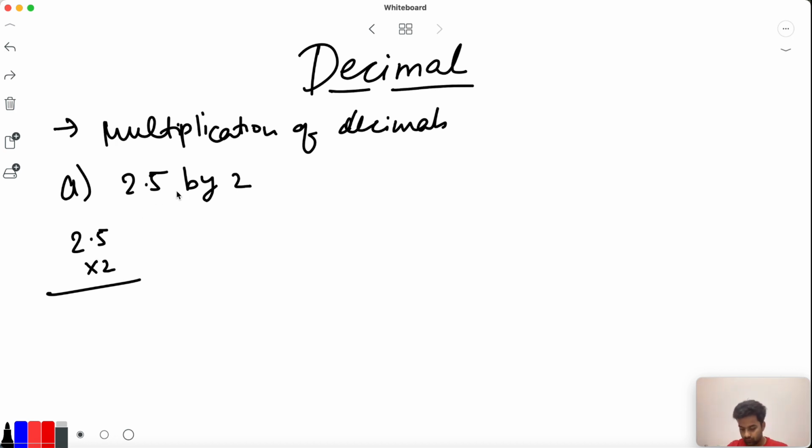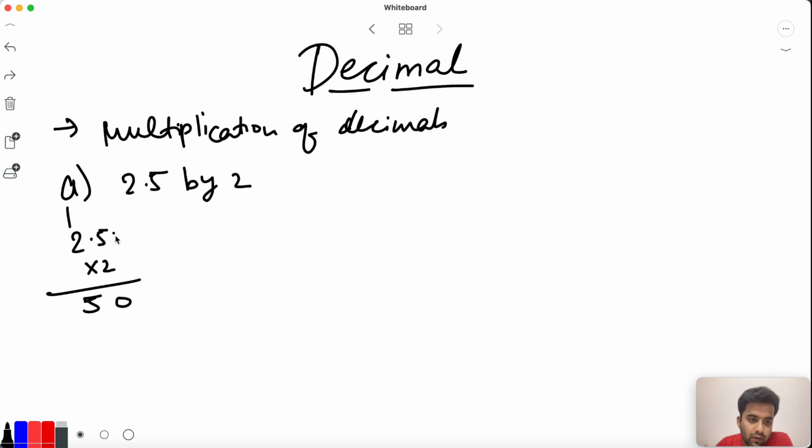2.5 by 2, we have a question. Write 2.5 by 2. What does it stand for? We have to multiply by 2. Start simply multiplying first. 2 fives are 10, 0 here, 1 the carry, 2 twos are 4, 4 plus 1 is 5. Now the multiplication part is done. Now we have to just put the decimal.